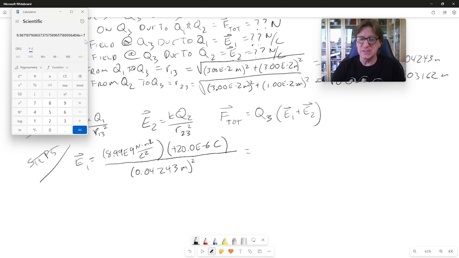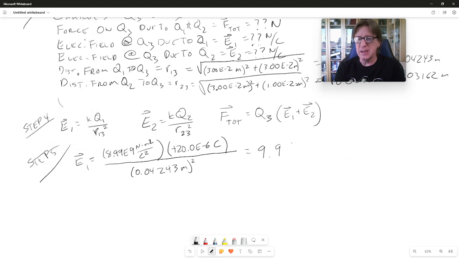E to the positive 7. So 9.987 e to the positive 7, and it should be newtons per Coulomb. And so you see one of my coulombs canceled, my meter squared cancels, and all I'm left with is newtons per Coulomb. So it worked out.